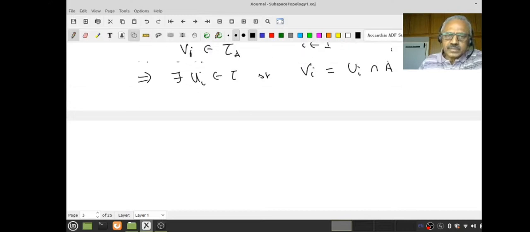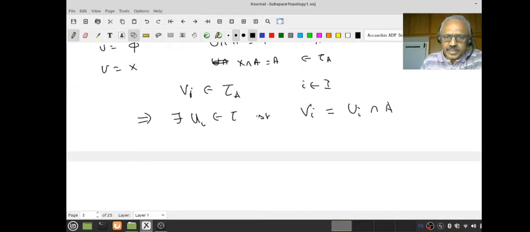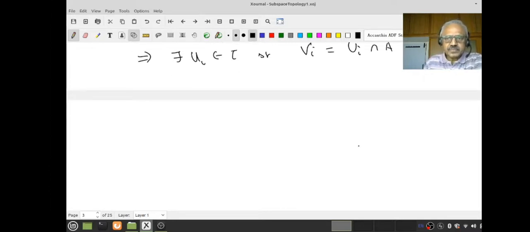So suppose there exists a collection V_i in tau_A. I have to say union V_i belongs to tau_A. This is what I have to prove. But I know there is at least one U_i in tau so that V_i is U_i intersection A. Right? Therefore, what is it that I have to do?